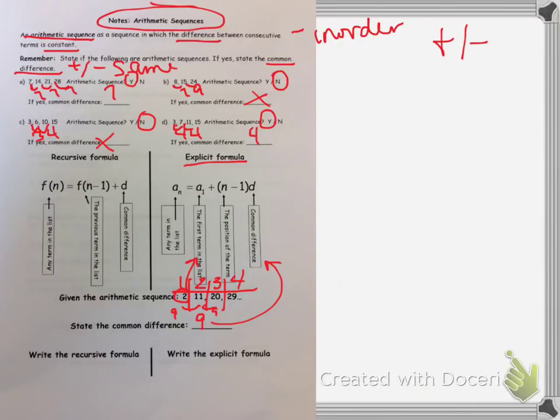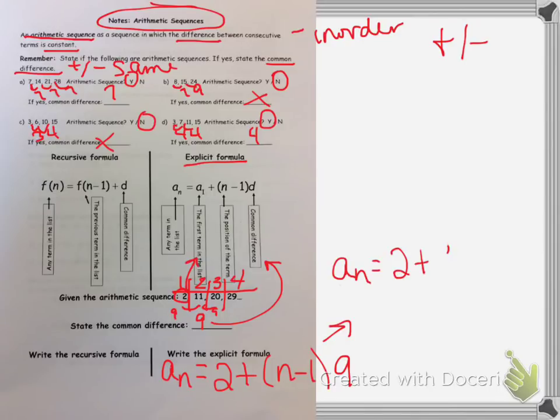So if we were to write this explicit, or say a sub n, where n is any term that we want, is equal to our first term of 2 plus n minus 1, and our common difference was 9. Now, we aren't used to writing our distributive property at the back. You could also write a sub n is 2 plus 9 times n minus 1, and it would be the same thing.